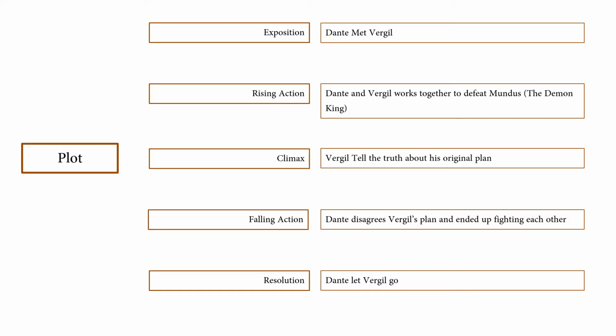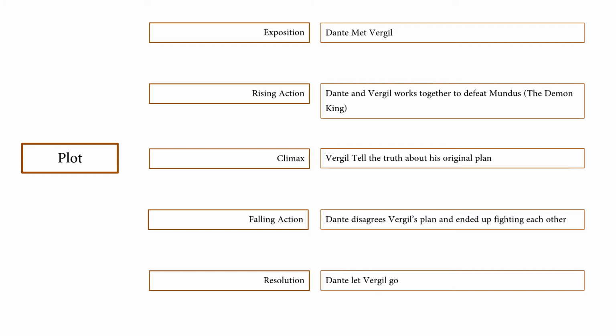In the plot, we could see that the series of the games were surrounded by the fight between demons and the characters of Dante and Virgil. We could see that in the exposition both characters met, and then the rising action began when both of the characters worked together to defeat the demon king called Mundus.